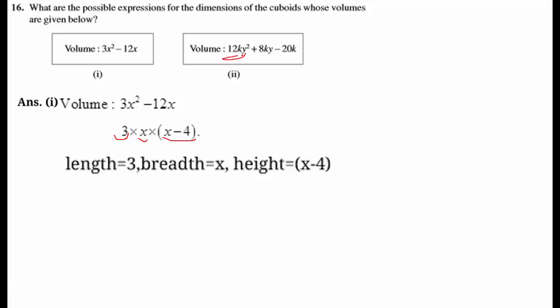Similarly, in the second part, first take k as common, that will be the first thing, and then apply the splitting the middle term method, from which you will get two factors, and the third factor will be k. So the length will be k, and the breadth and height will be found by using splitting the middle term.